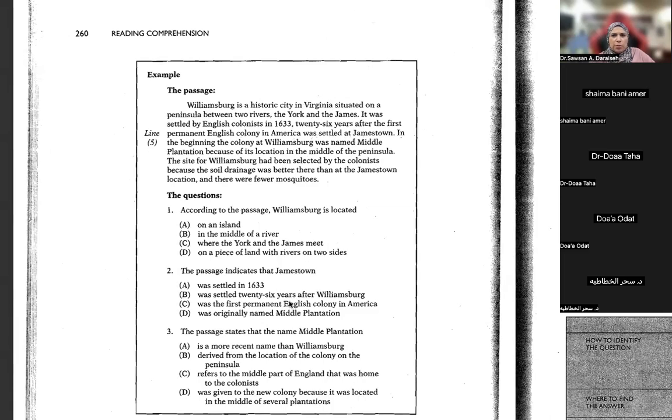What about Williamsburg? Where is it? It's situated on the peninsula between two rivers. So Williamsburg is between two rivers in Virginia. The names of the rivers are the York and the James. Okay? So it was settled by English colonists. It was established by colonists. You know what colonists are? Colonists, settlers. From where?